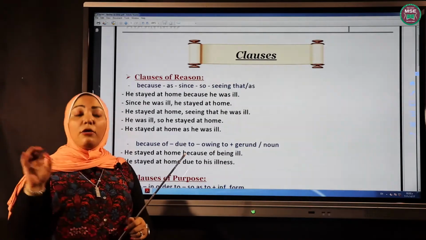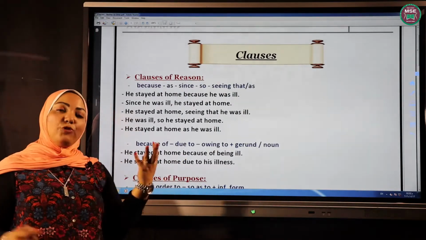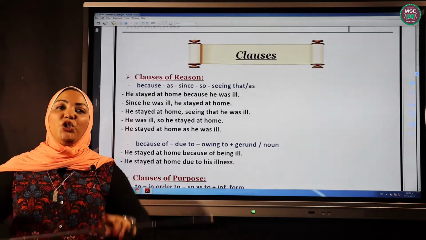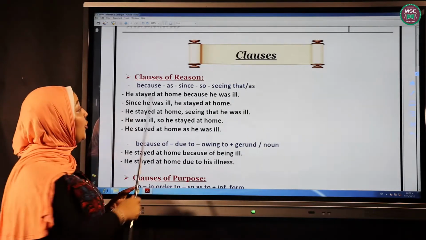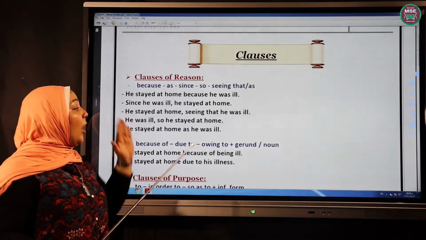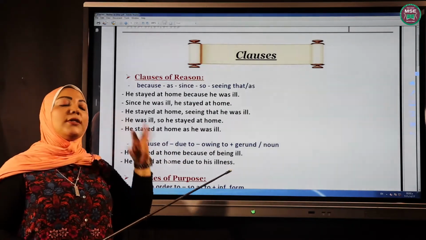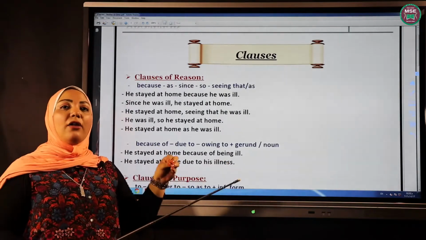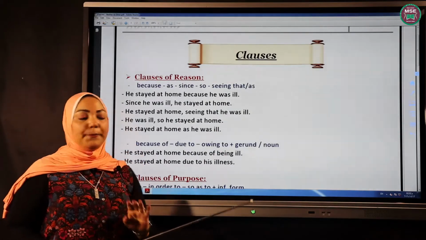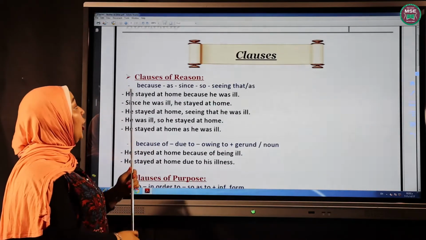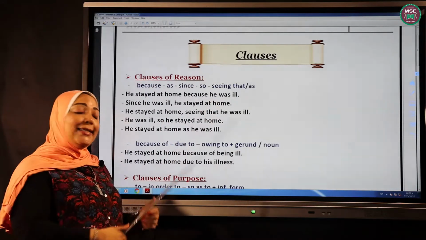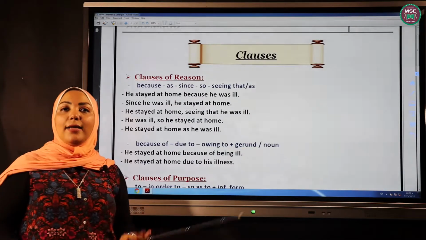First of all, clauses of reason. If we have two sentences, one of them is a reason for the other. How can I join these two sentences? Of course, using some linkers or conjunctions. I'm going to list for you some conjunctions that are used for each kind of clause, of reason, of result, of contrast, and so on. So, for the reason, you can use because, as, since, so, seeing that, or seeing as.